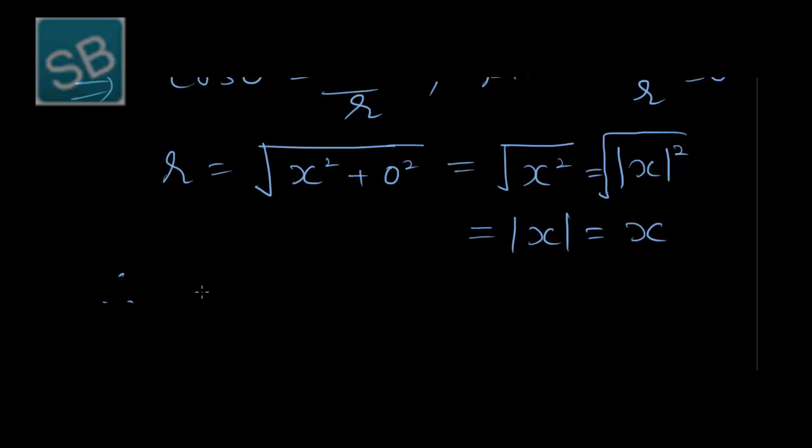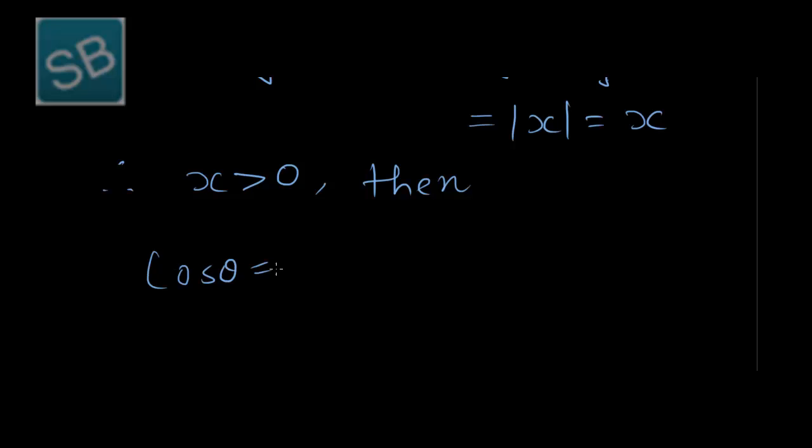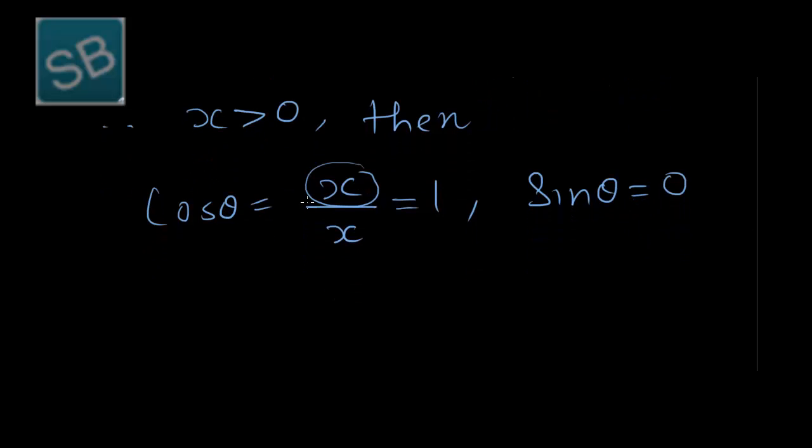Therefore, there are two cases. When x is greater than 0, then cos theta is x over r, that is x over mod x, which is positive, so we get 1, and sin theta is equal to 0. So as sin theta and cos theta both are positive, theta lies in the first quadrant.